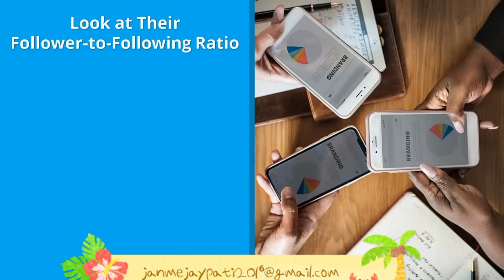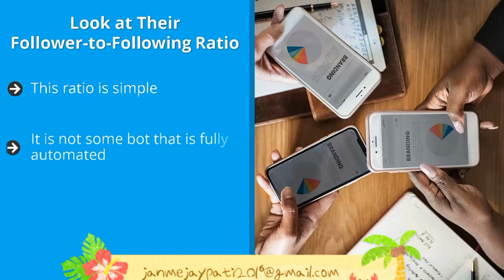Look at their follower to following ratio. This ratio is simple. Look at the number of people this person follows and look at the number of people following this person. If this person's followers greatly outnumber the accounts this person is following, chances are this is a real account. It is not some bot that is fully automated. Instead, this person actually has influence because for how many people he or she is following, he is followed by hundreds if not thousands of more people.